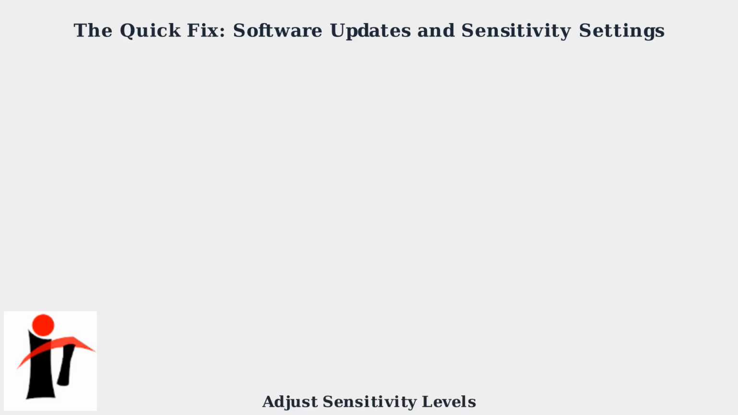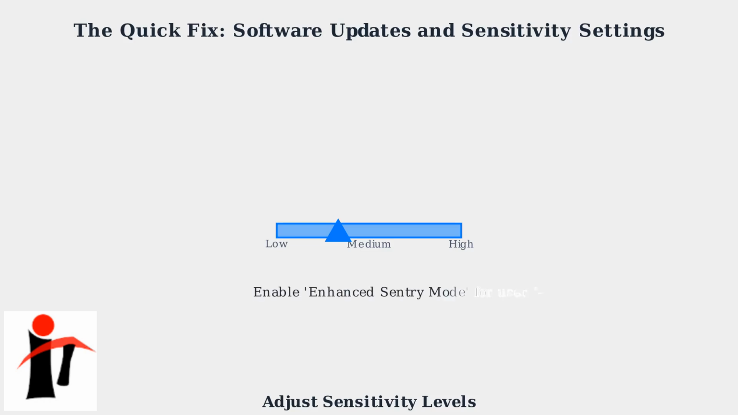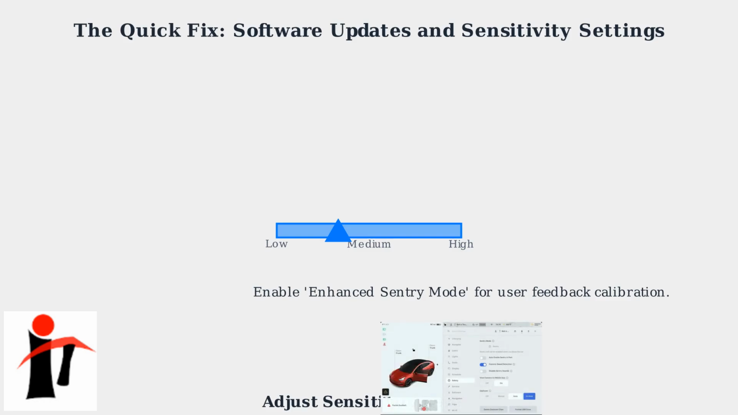Additionally, in your Tesla settings, adjust the sensitivity levels to low, medium, or high to minimize unwanted triggers. This helps the system better distinguish between real threats and environmental factors. Enabling enhanced Sentry Mode can also calibrate sensitivity based on user feedback, further reducing false alarms.